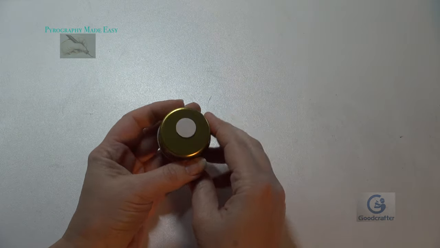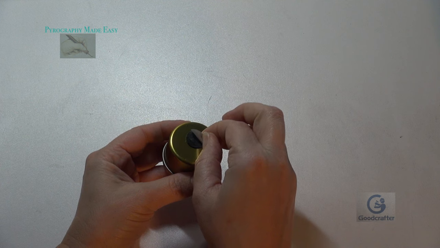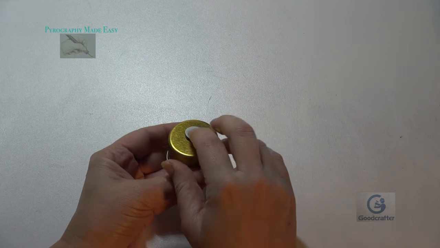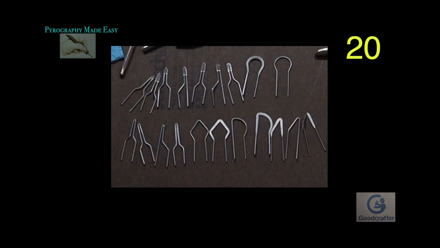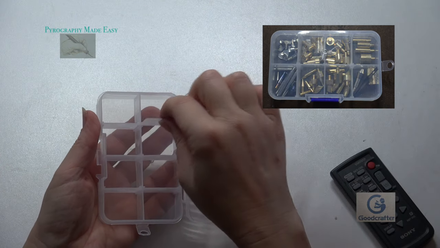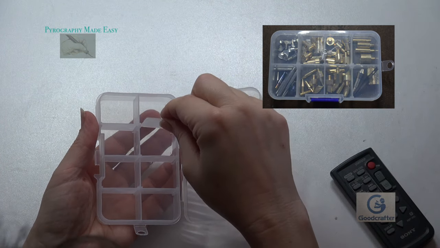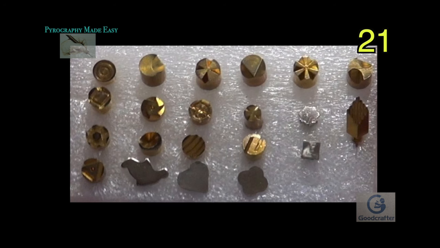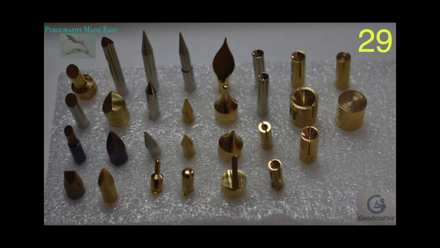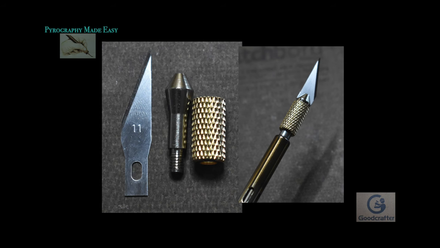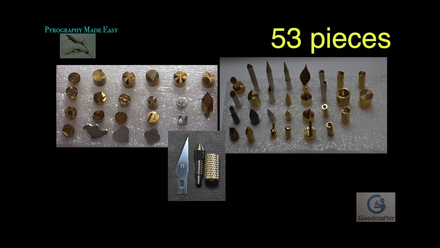The wire tips come in a metal tin that has a piece of double-sided tape on the bottom. The kit includes 20 wire tips. There is a plastic box that has removable compartment walls. There are 21 decorative brass tips, 29 other brass tips, and one X-Acto knife kit. That gives a total of 53 pieces.